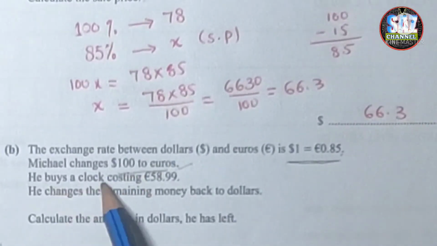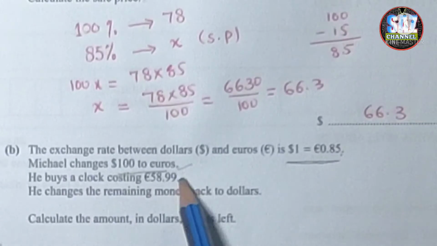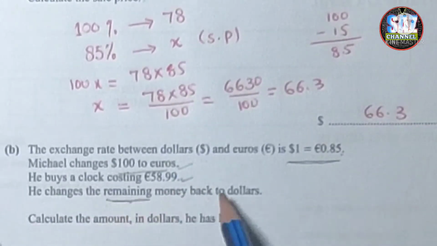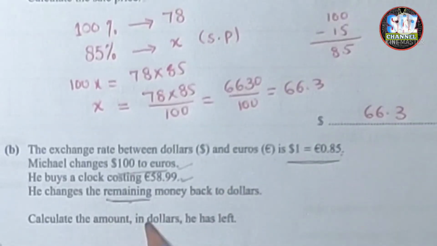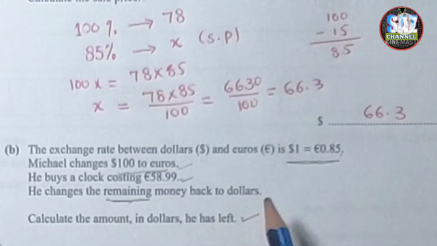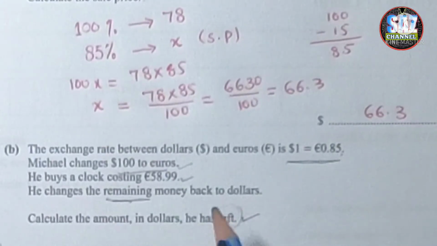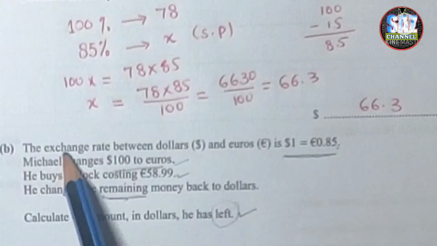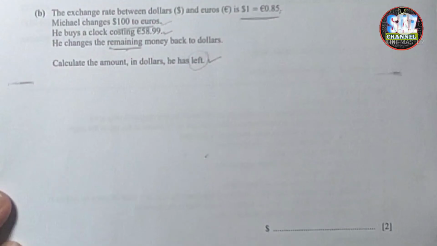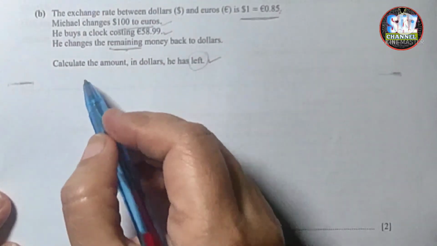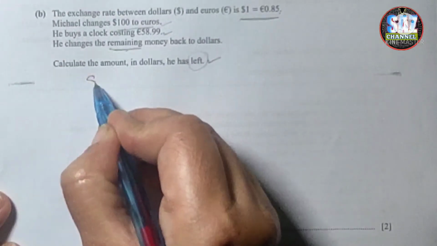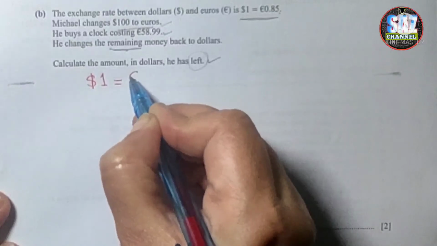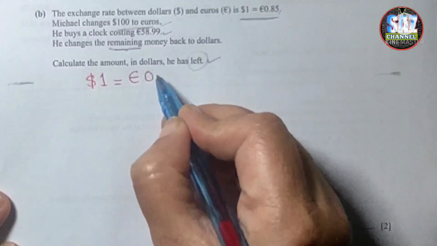He buys the clock costing 58.99 euros. He changes the remaining money back to dollars. Calculate the amount in dollars he has left. Now students, there are so many things that we need to understand: the exchange rate given in the question is that $1 equals how many euros? That is 0.85.